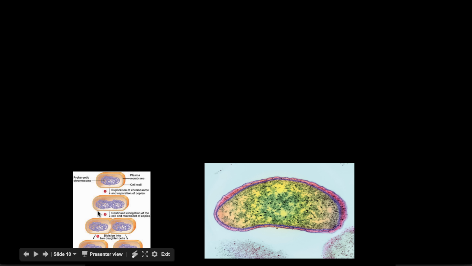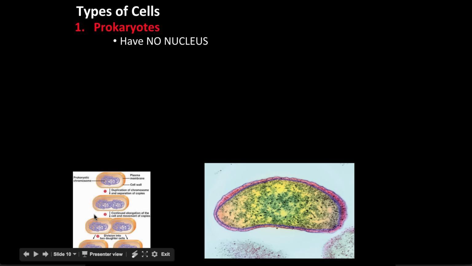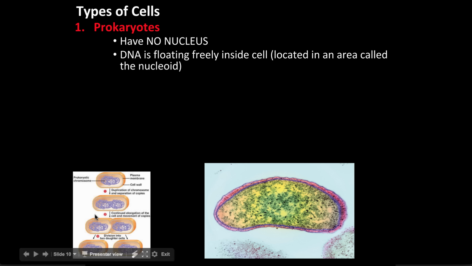So let's take that information and move along into prokaryotes and see if they do any of those things. Right now this is our types of cells. We have two big categories of cells, prokaryotes and eukaryotes. Prokaryotes have no nucleus. We'll start talking about organelles in the next video, and the nucleus is really important for eukaryotes, but prokaryotes don't have one, so it really makes them more simple. DNA is free floating inside the cell.